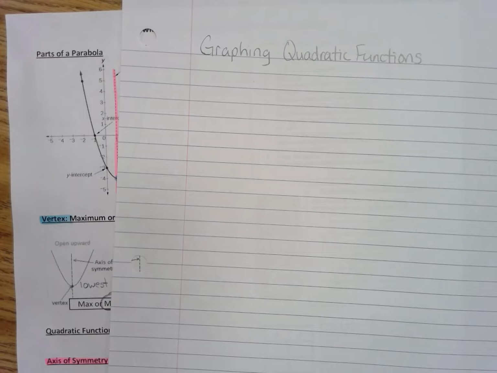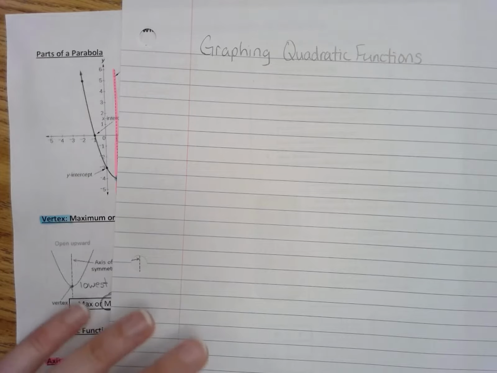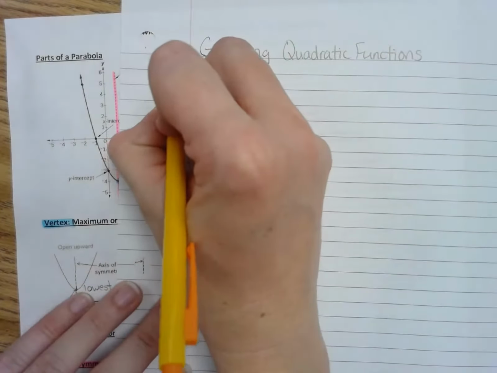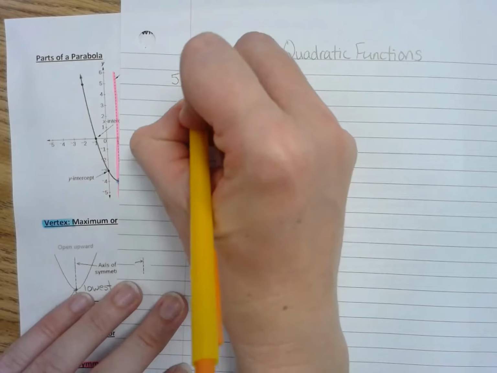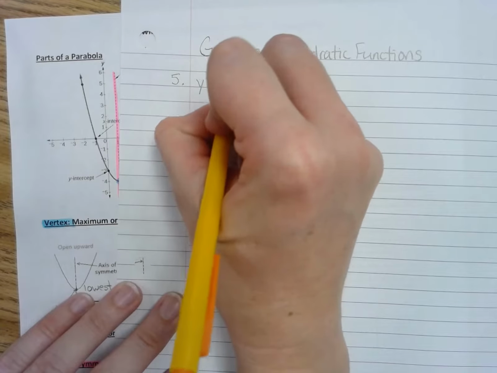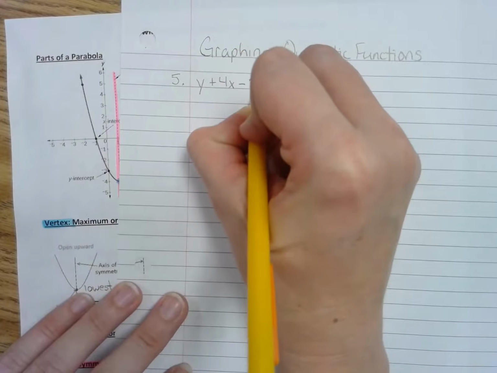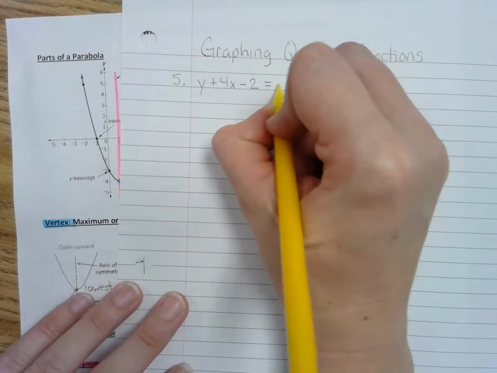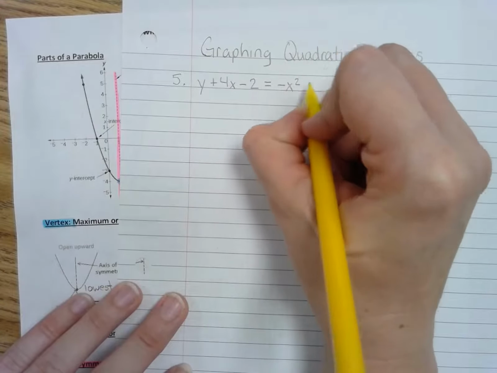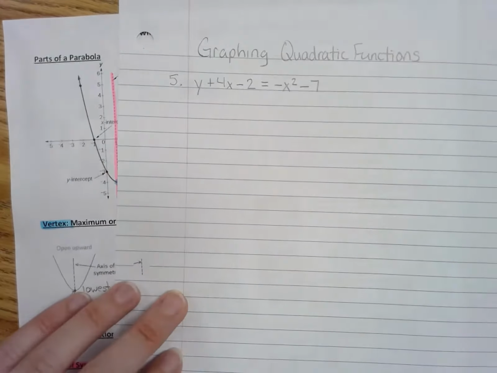In this video, you will learn how to graph quadratic functions in standard form. Be sure that you've watched the previous video on axis of symmetry and vertex. So for example number 5, we're going to have y plus 4x minus 2 equals negative x squared minus 7.